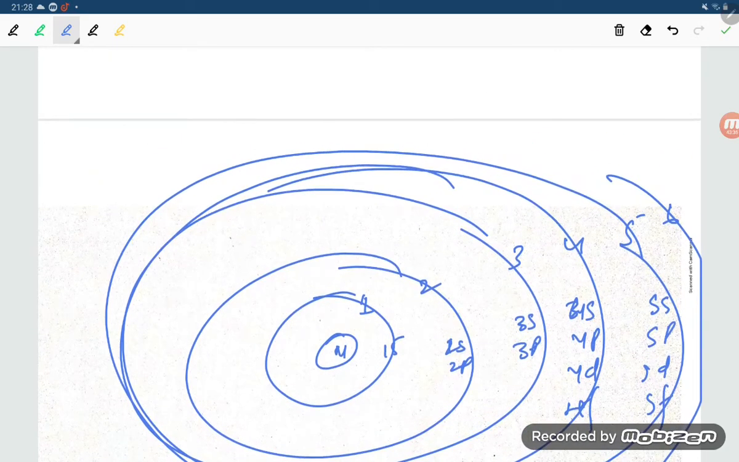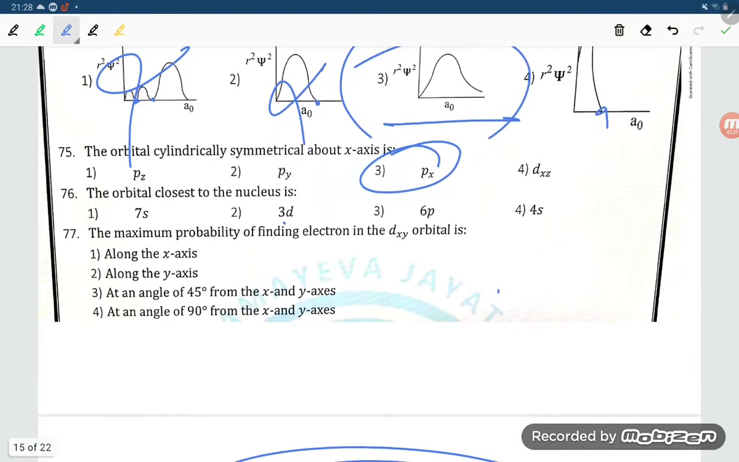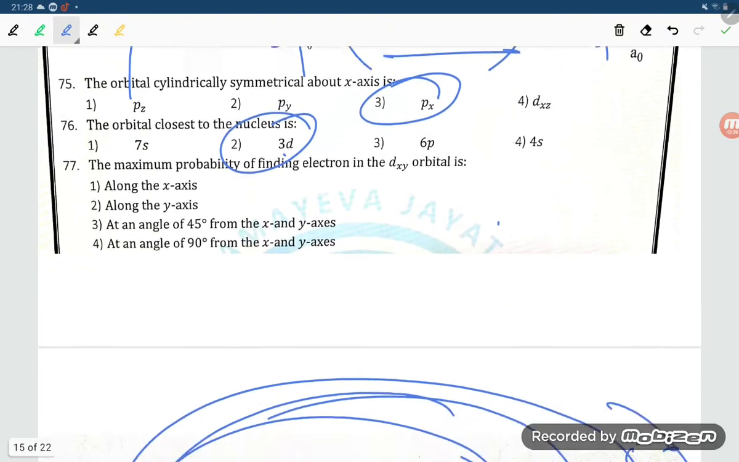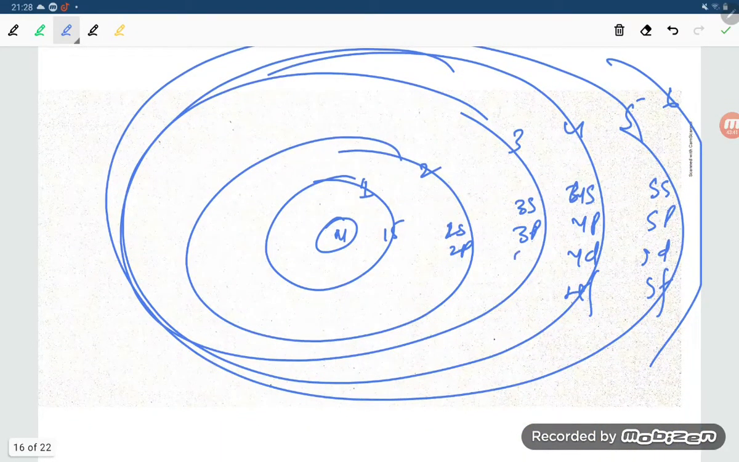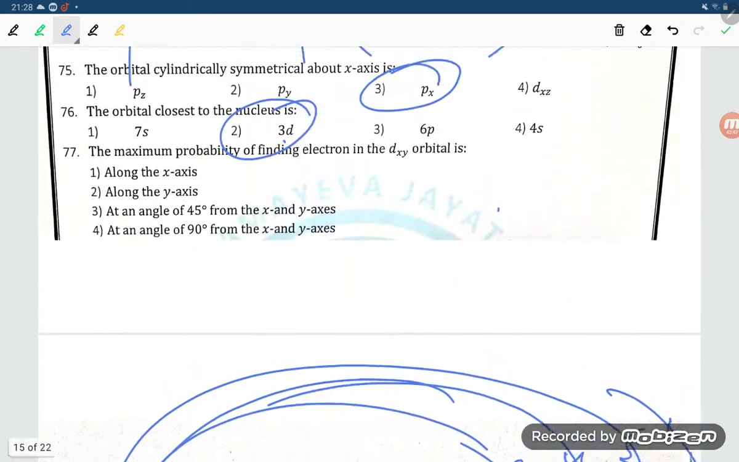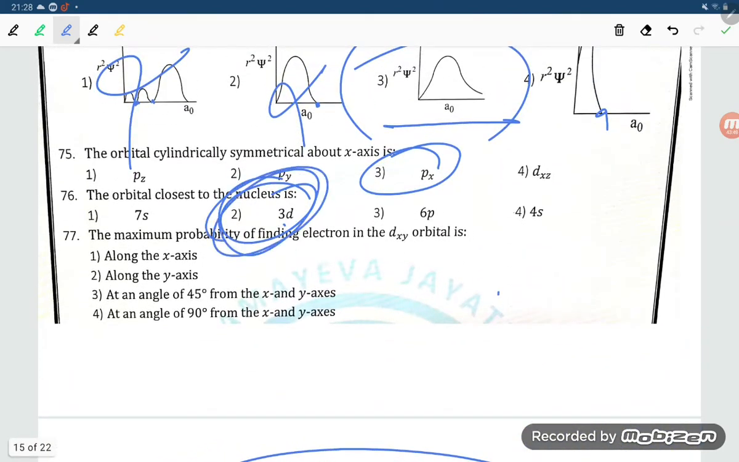Which is coming first, student? 3s, 3p are there. And 3d is there, student, 3d. So 3s, 3p, 3d will come in this one. The closest to the nucleus is this orbit. So the correct option will be 3d, option number 2.